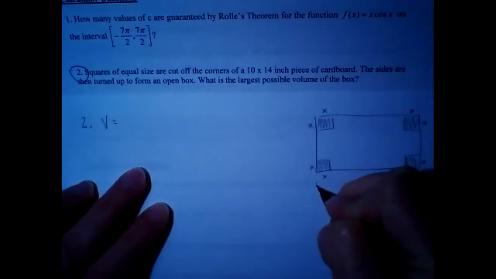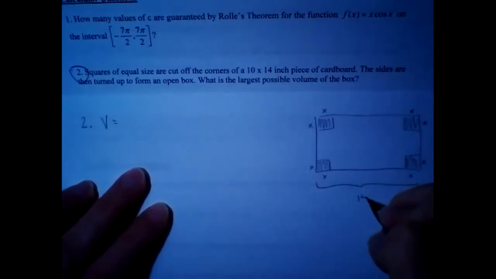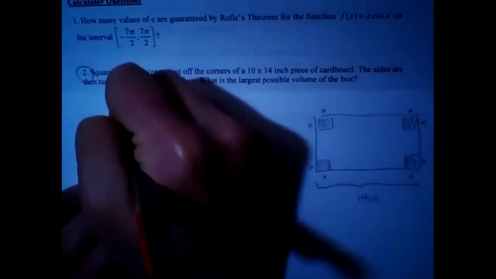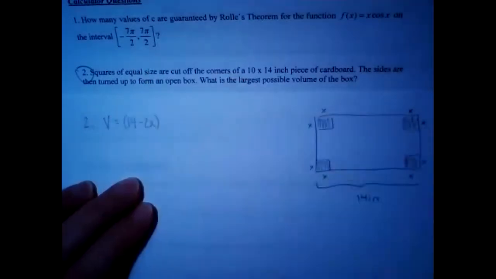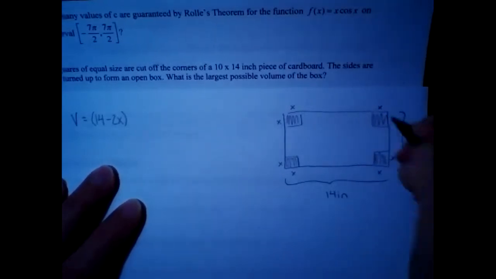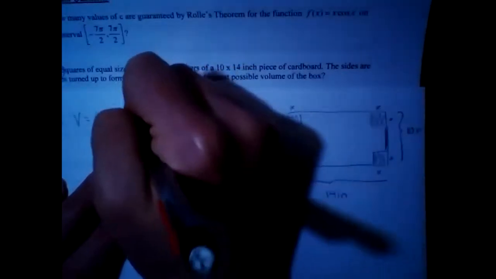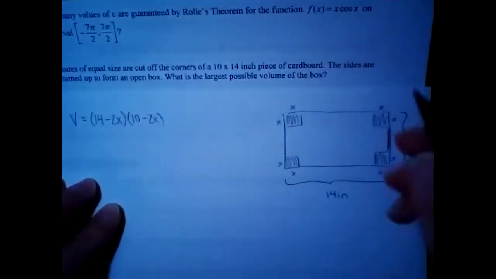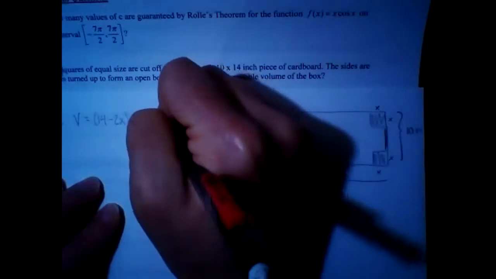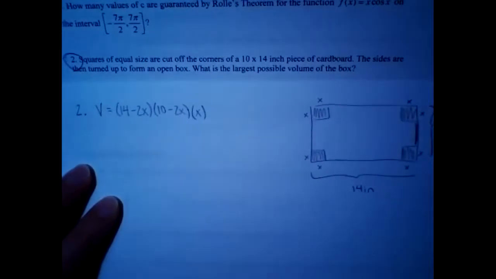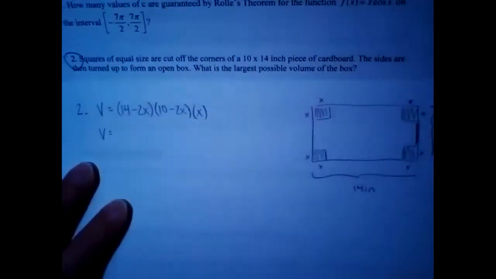So the length of this was 14 inches, but we cut x out of each side. We cut a square out of each side. So it'll be 14 minus 2x. And then the width was 10 inches. But again, we cut a square out of each side. So this distance would be 10 minus 2x. And then when you fold it up, this x distance becomes the height. So the height would just be x. So it's length times width times height. And then you have to multiply all this together. So it's basically just a lot of algebra.